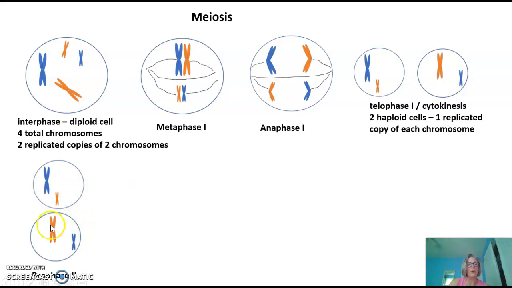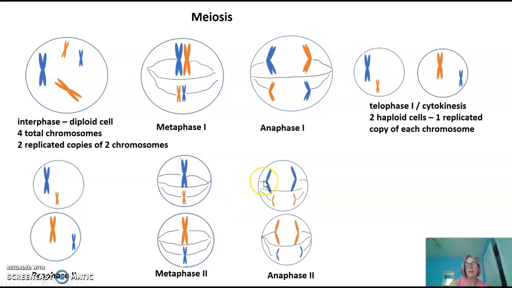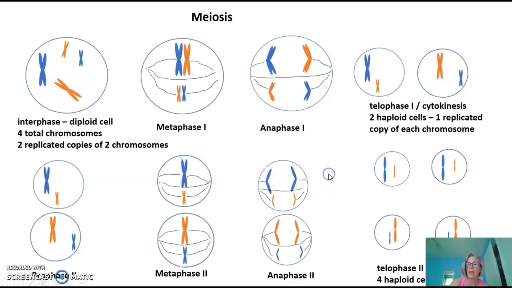Then in meiosis 2, we would start here at prophase. At metaphase 2, the chromosomes would line up at the metaphase plate. There are no tetrads because there are no homologous pairs left in each of these cells. They are haploid at this point. At anaphase 2, the sister chromatids separate and become daughter chromosomes. So at telophase 2, or cytokinesis, we end up with 4 haploid cells. Each cell has 1 unreplicated copy of 2 chromosomes.